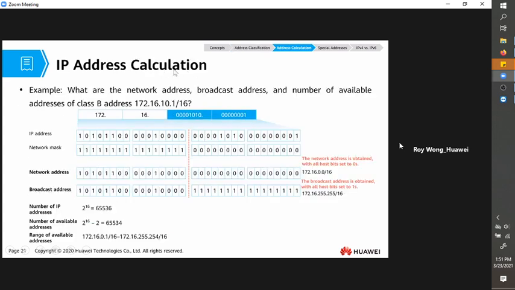Okay, next ialah calculation. What are the network address, broadcast address, and the number of allowable address of class B? 172.16.1.10.1. So by given 172.16, so this 2 is the network address. Sebab dia gunakan /16. Hadapan 16 punya nombor. Okay, so this is the network address. So that's why you can see that subnet bits is all 1 in front, and the behind is all 0.